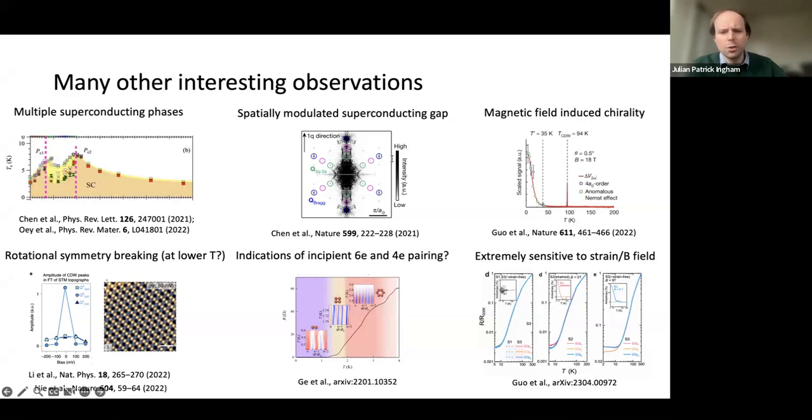You can perform a spatial map of the superconducting gap magnitude, and in one of these superconducting phases, it appears that there's a component to the superconducting gap which is spatially modulated with an unusual periodicity that's different to that of the CDW. It's given by 3/4 of the reciprocal lattice vectors of the original lattice.